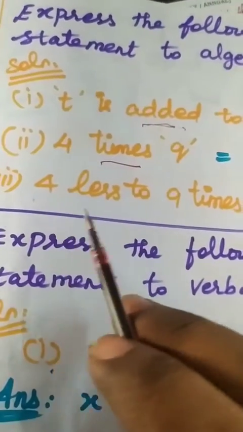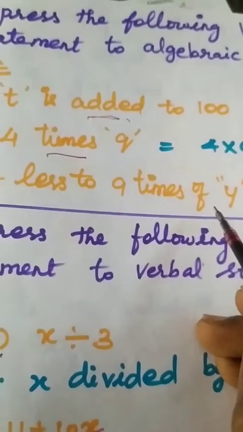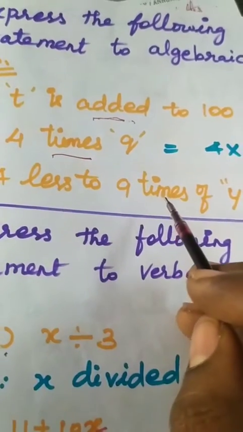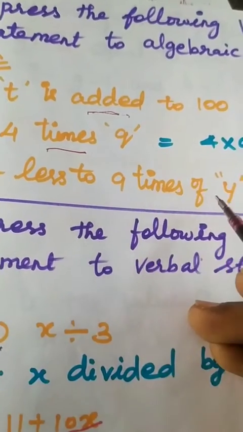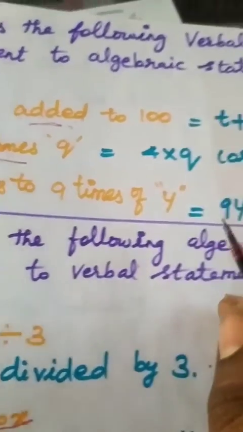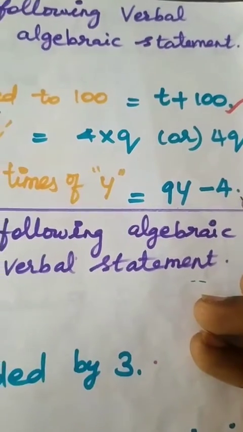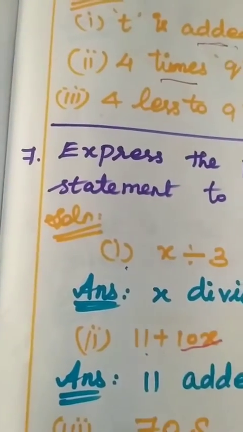Okay, next one, 4 less than 9 times y. Less than means subtraction. And then 9 times y, that is 9y. So here, 9y minus 4. Okay, that is the answer. Go to the next question, the 7th question.